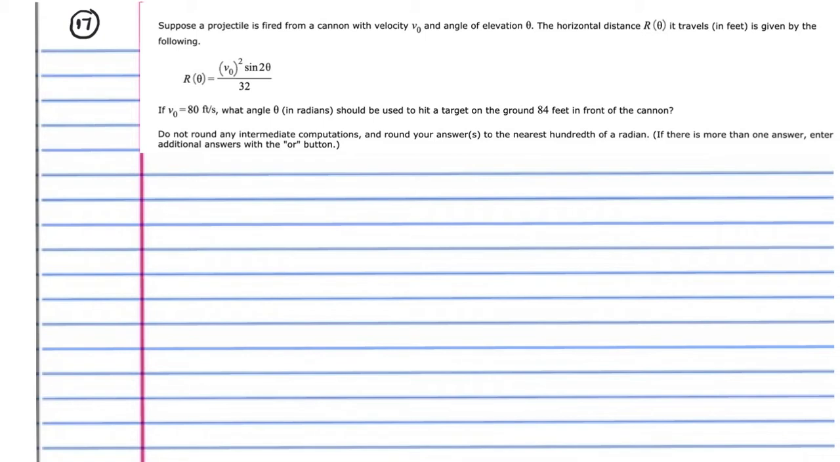So here's my good old cannon. It's shot off at some angle theta from the horizontal. And as the rocket goes, it has an initial velocity. We want to know what that theta should be in order for it to land here, 84 feet from the target, given that v0 is 80 feet per second.